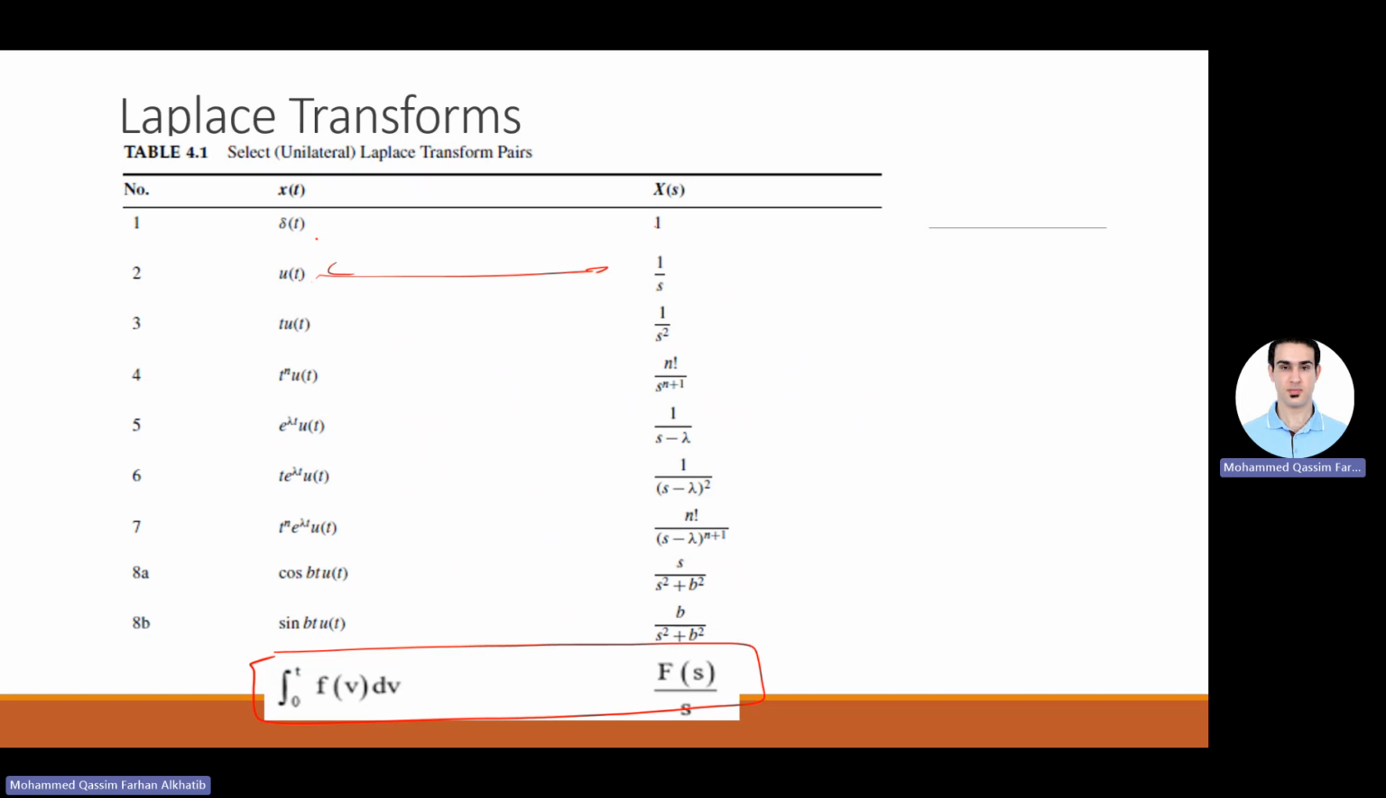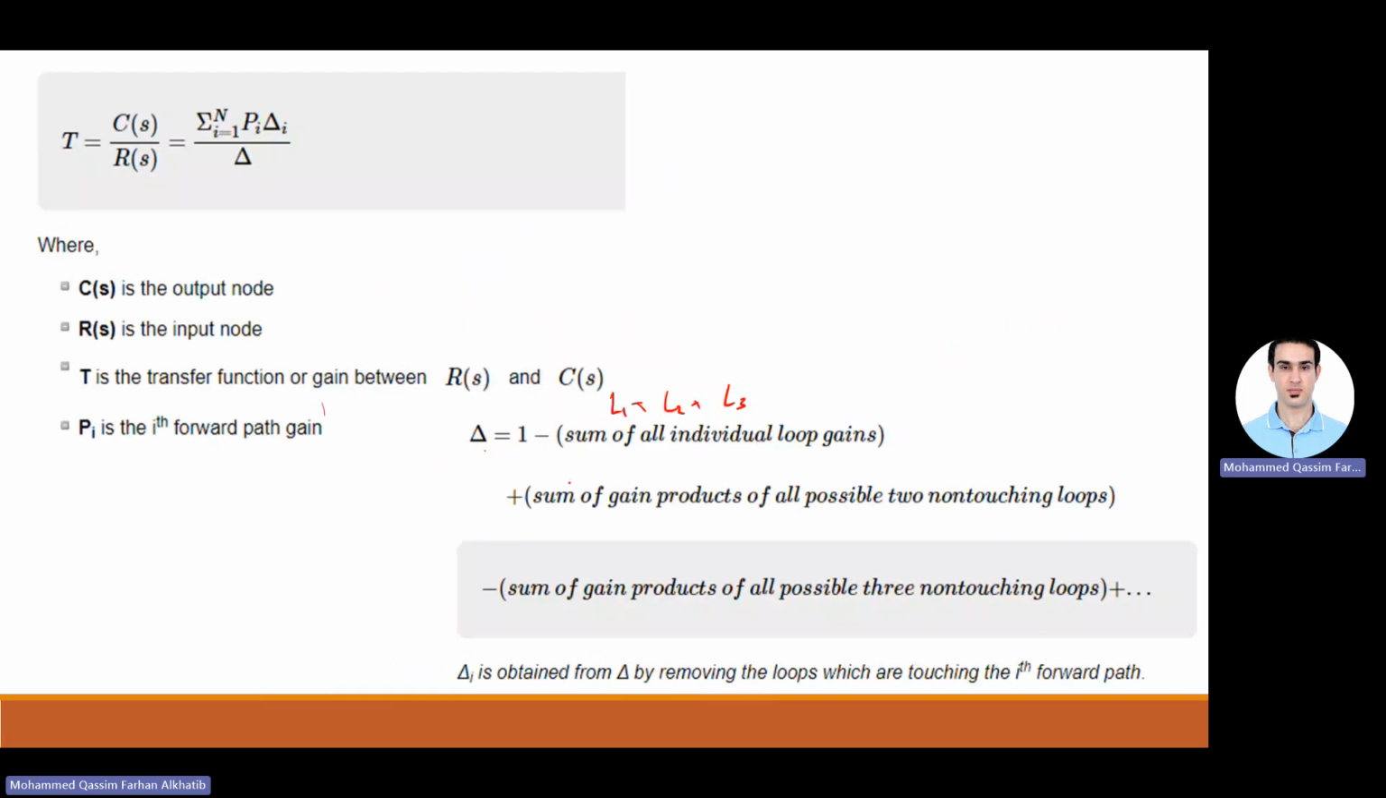So in here, you will go back to the expression: sum of gain products of all possible 2 non-touching loops. So the products of L1 and L2. And that's it. This one we usually reach to this level. This is again for the specific problem that was given to us. Some signal flow graphs may have L1 and L3 probably not touching, and so on. So this is problem specific.